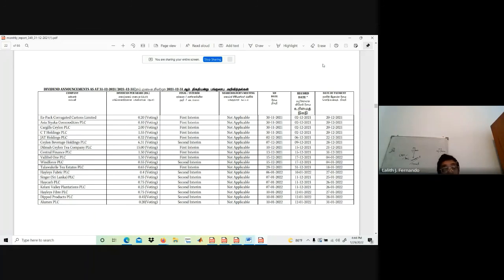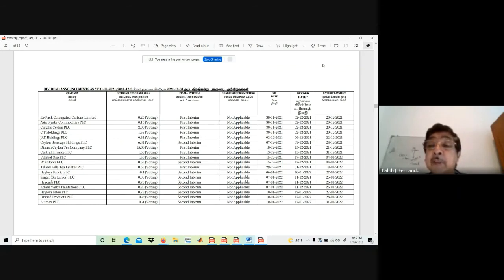But you can look at these dividend announcements and see what types of percentages they declared as dividends. The details are given: the name of the company, and the rate of dividends, or the dividend per share in rupees. The dividend can be an interim dividend, first dividend, second dividend, or final dividend. That way the particular amount is given.